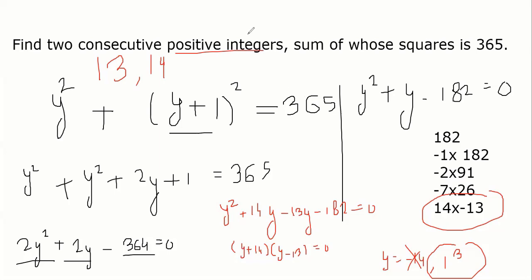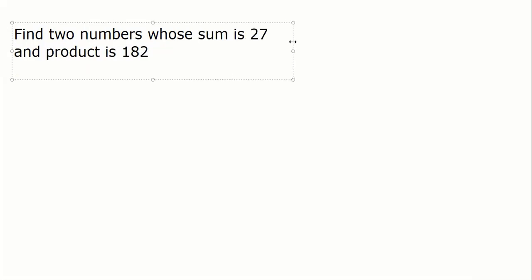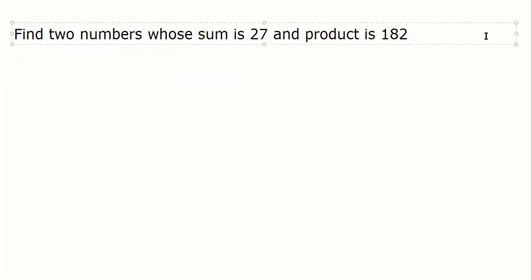Let's solve this now. Let's see who can form the equation. Find two numbers such that, or find two numbers whose sum is 27 and product is 182. I just want you to form the equation, that's it. Find two numbers whose sum is 27, product is 182.